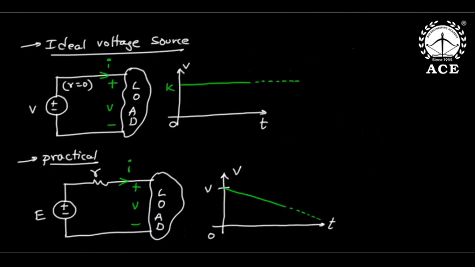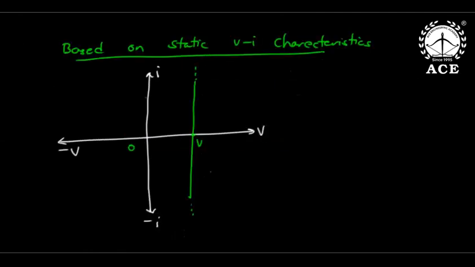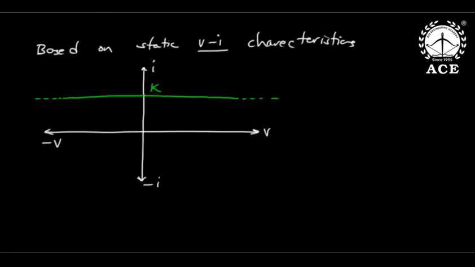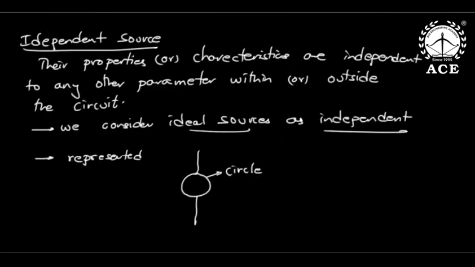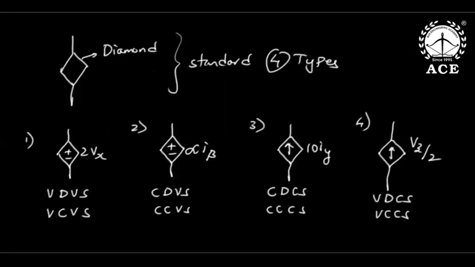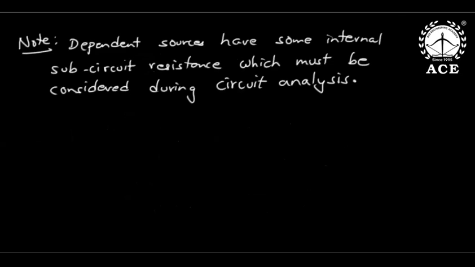Then ideal voltage source, practical voltage source, of course DC basics first, and based on static VI characteristics we simplified. Then ideal current source, practical current source, again based on static VI characteristics. Independent sources, whose properties are independent, they don't exist but we model them. And dependent sources, which are represented by diamond symbol. There are 4 basic types. Dependent sources have internal sub-circuit resistance, we cannot neglect them.